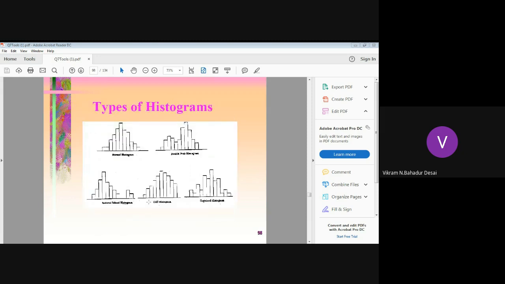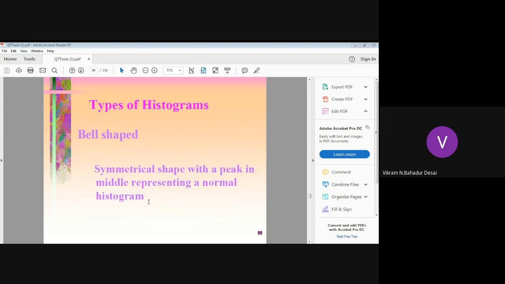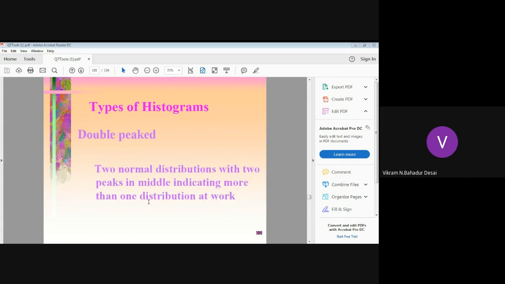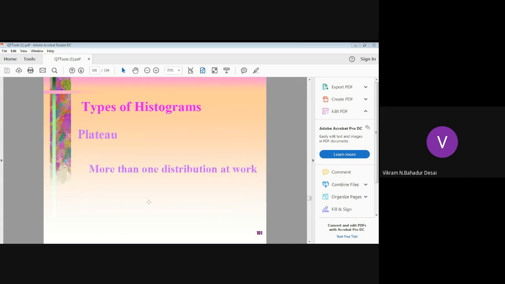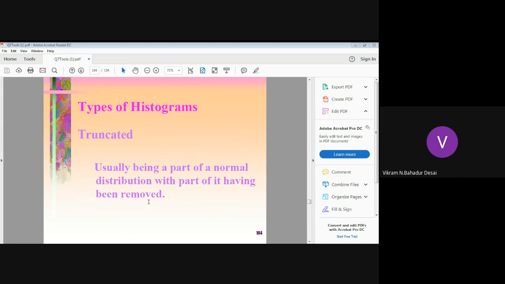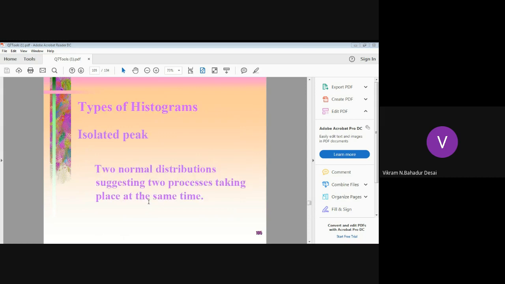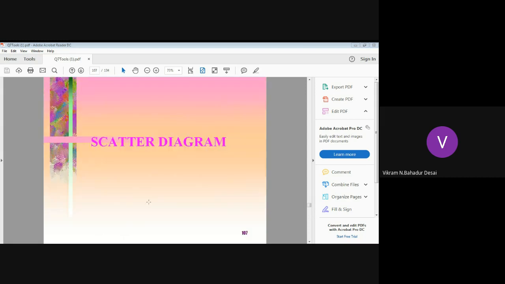Types of histograms, right? Bell-shaped, double-peaked. Different types of histograms are there: skewed, truncated. Depending upon the data, you have different types of histogram.